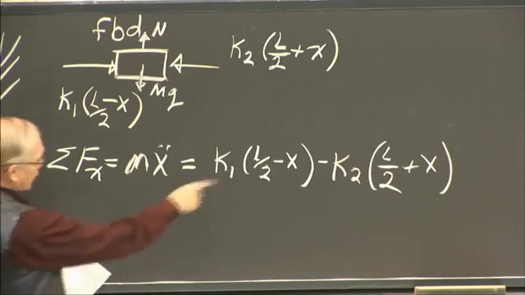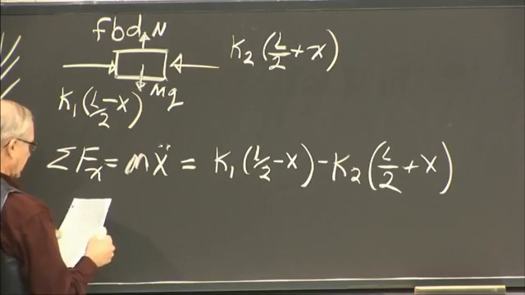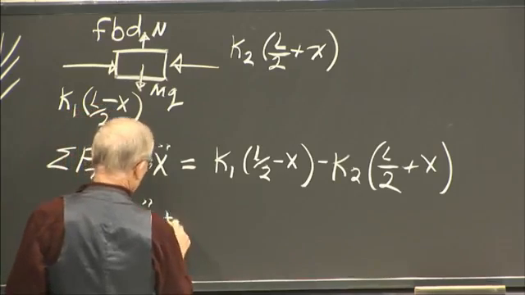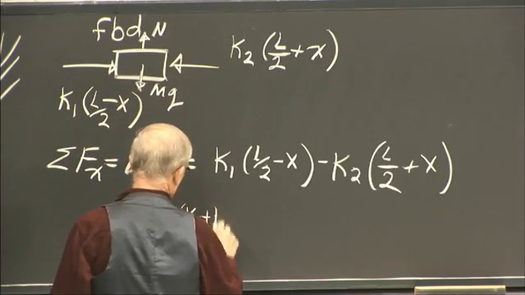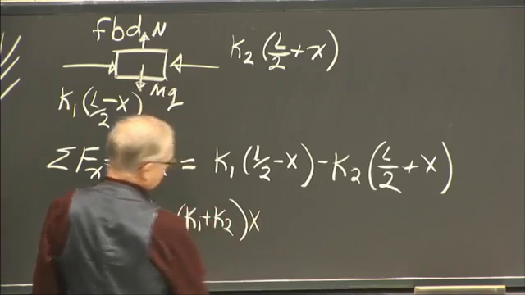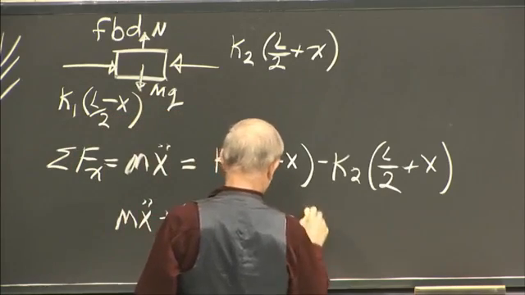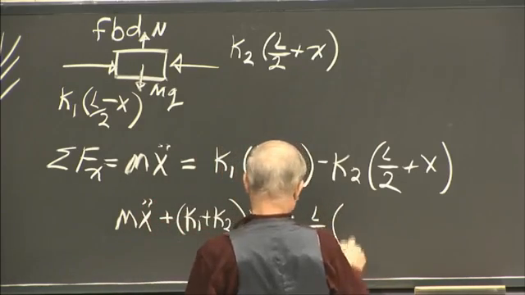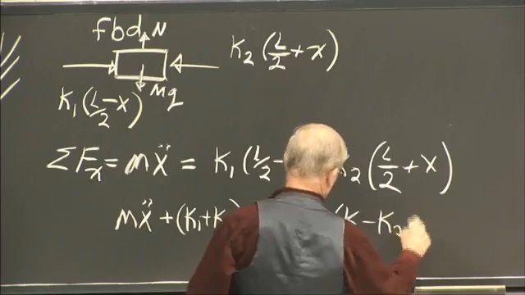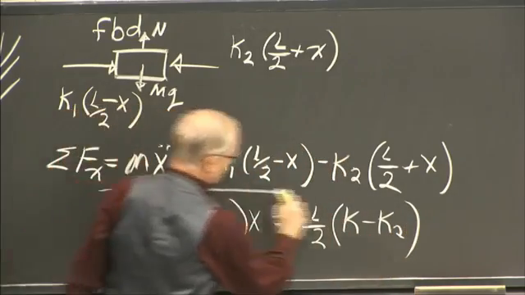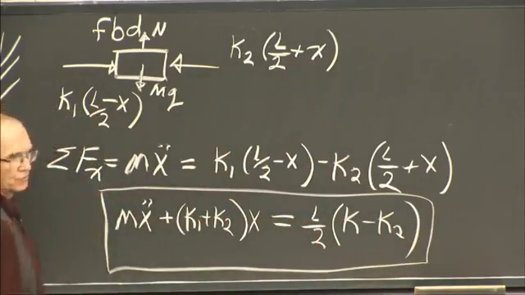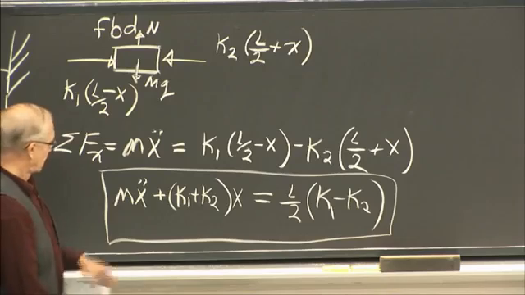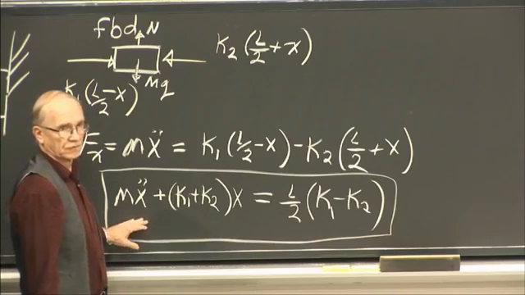Okay. I'm going to rearrange it so that I get the functions of X together here. So m x double dot plus (K1 plus K2) times X equals L over 2 times (K1 minus K2). And that's your equation of motion. It's non-homogeneous. This is all constants on the right-hand side. And on the left-hand side are the functions of x, right?